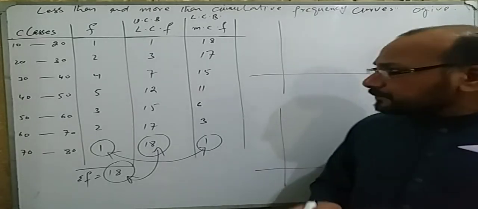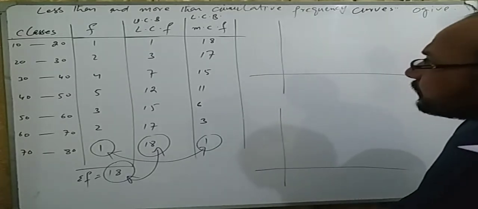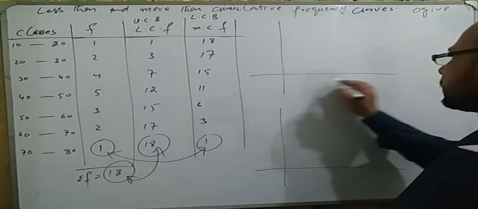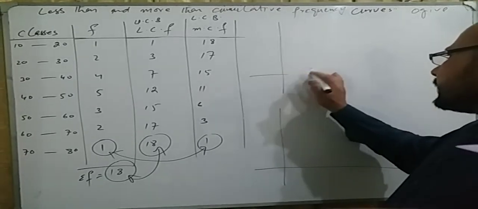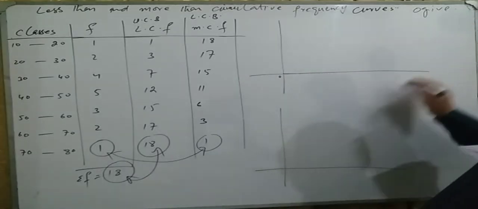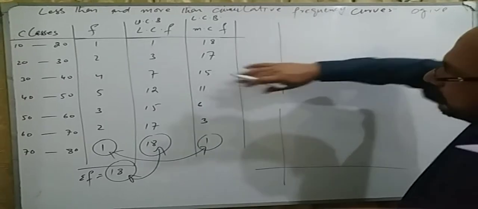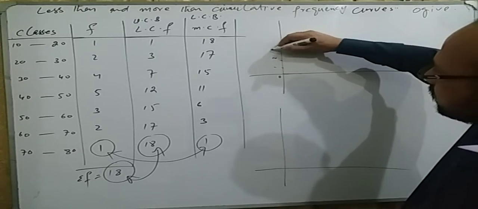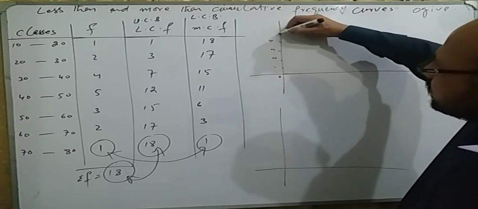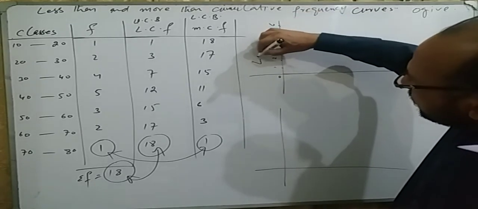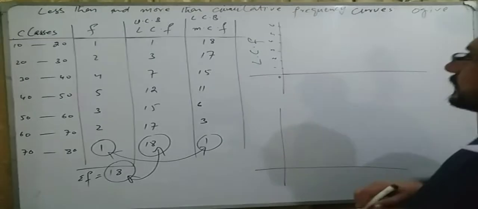What you have to do: first, you need to draw frequency on the y-axis and class boundaries on the x-axis. If we draw frequency on the y-axis, this is the xy plane. The highest value in frequency is 5, so you can start from 1, 2, 3, 4, 5, 6. You can write here less than cumulative frequency.